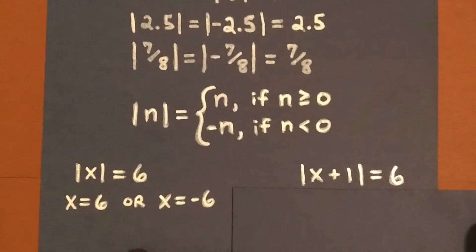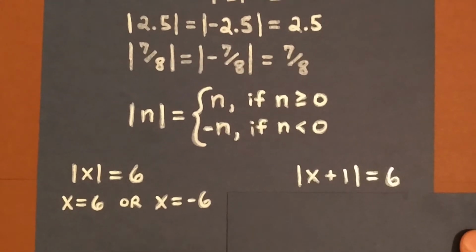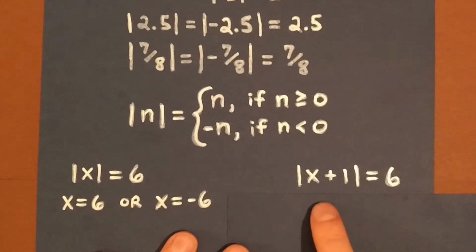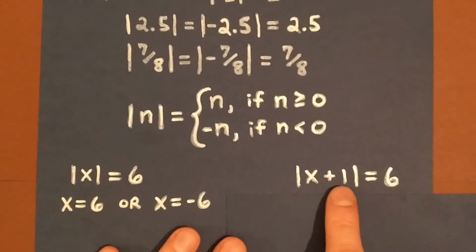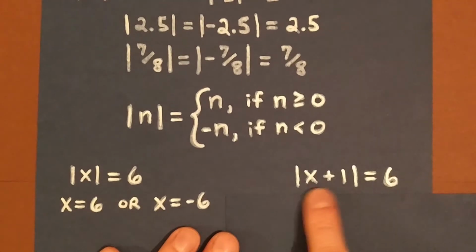Now here, we make it a little bit more complicated. Here we have not just a number and not just a variable, but an expression. We have the absolute value of this expression, x plus 1. So the absolute value of this expression is 6.